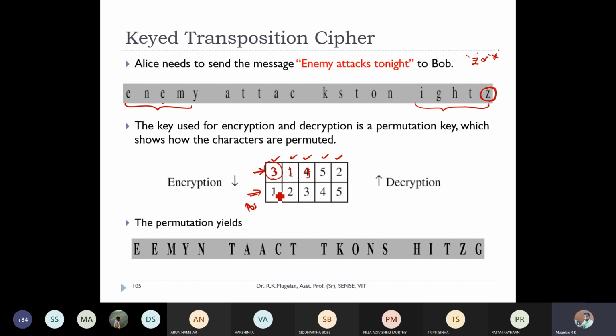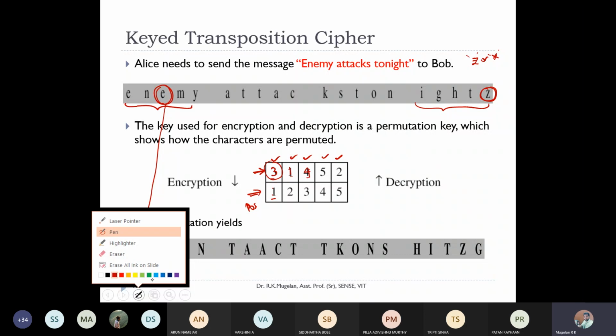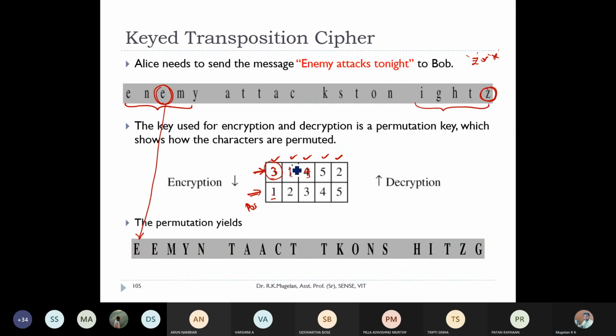The number 3 is placed in the first position. So I will take the input from the third value and put it in the first position. The second input is from the first value, so I take this one and place it in the second position. And the third input will be from the fourth value, and it will be placed in the third position.